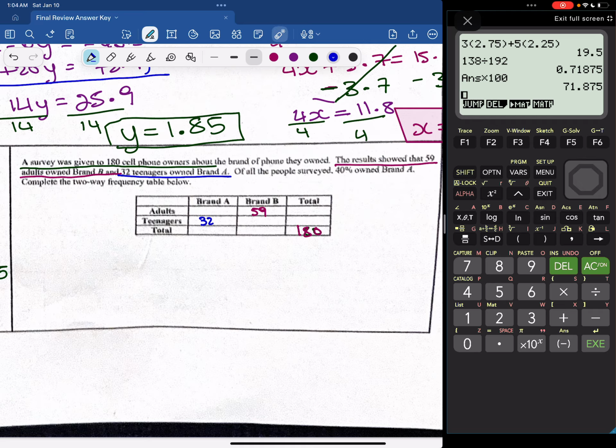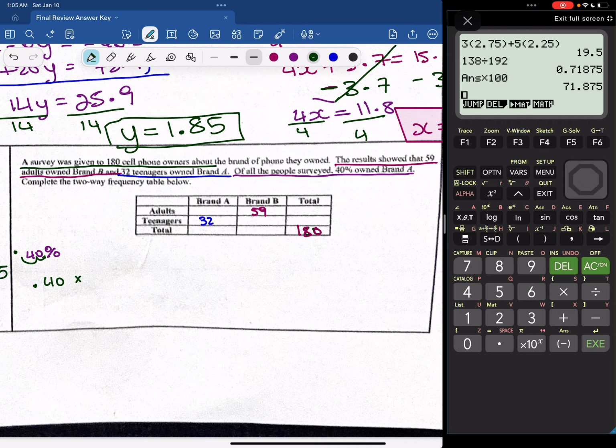Next, it says, of all the people surveyed, 40% own brand A. So 40% of all the people surveyed. To calculate that, we would first need to convert 40% to a decimal, right? To do that, you know that your decimal point is all the way in the end here. You just move it 2 spaces back. So our decimal is 0.40.